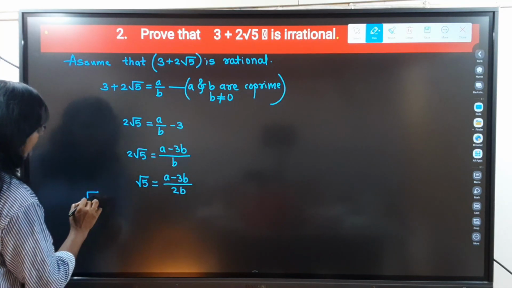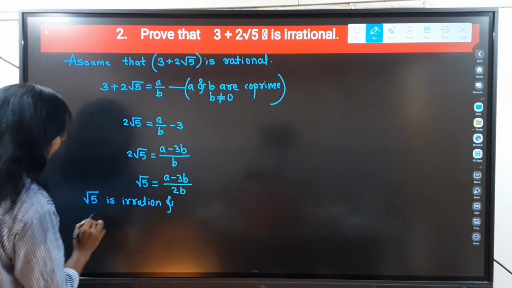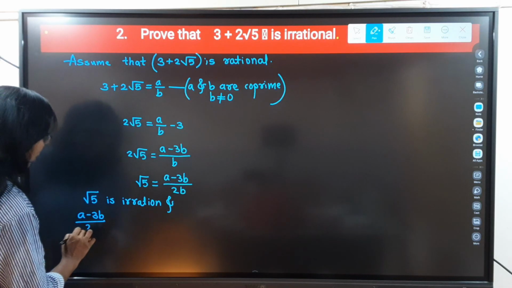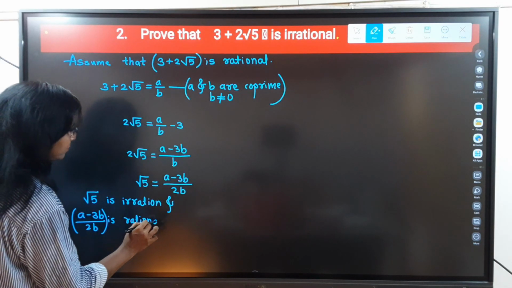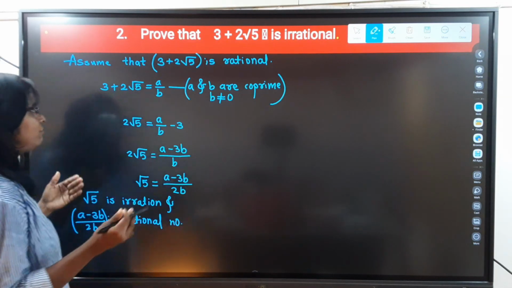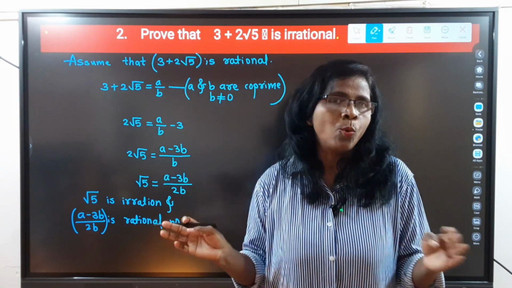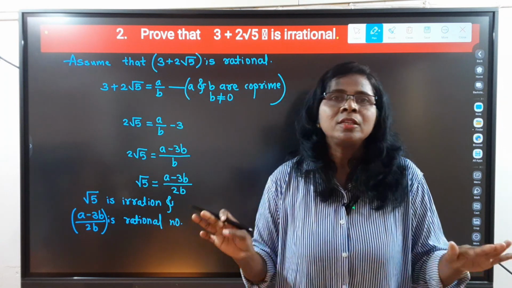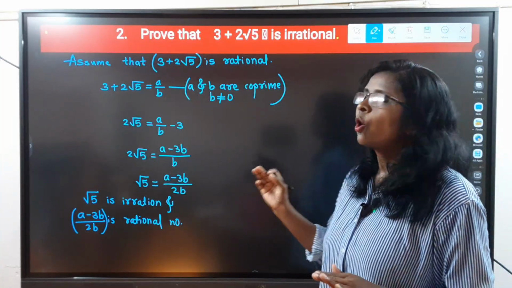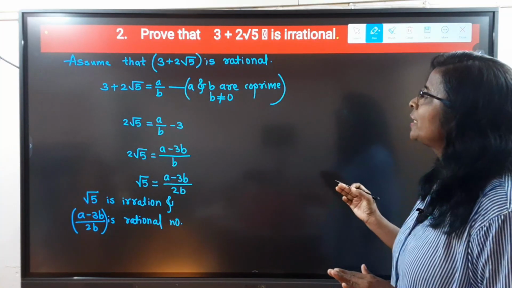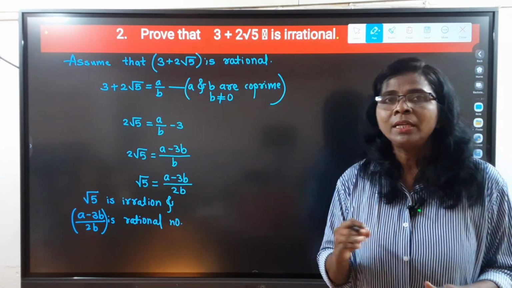That means root 5 is irrational and A minus 3B upon 2B is a rational number. Now students, this will be a contradiction, that an irrational number is equal to a rational number. There is a wrong assumption students. It is not possible, and it is not possible because of our wrong assumption. And so that's why we say that 3 plus 2 root 5 is a rational number is not possible, since an irrational number cannot be equal to a rational number.